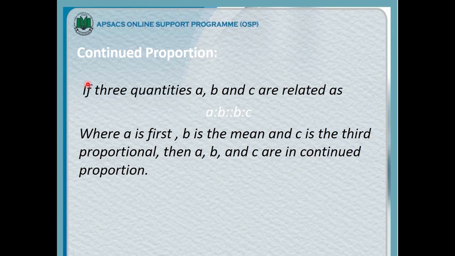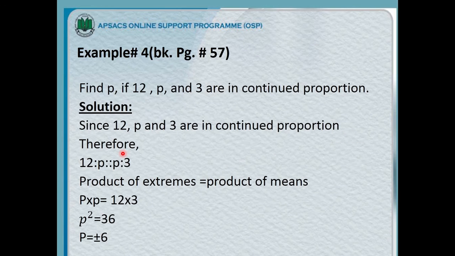The final topic of today's lesson is continued proportion. If three quantities A, B and C are related as A ratio B proportional B ratio C, where A is first, B is mean and C is the third proportional, then A, B, C are in continued proportion. With this concept, we will find the values of unknowns in the given quantities. Let's solve example number 4 on book page number 57.